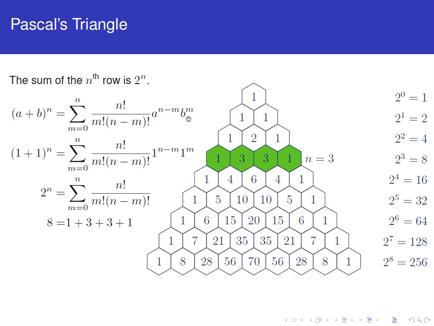Let's look at what's going on on the right-hand side. When I let a and b equal 1, I get 1 raised to a power. Well, what's 1 times 1? Well, it's still 1. 1 times 1 times 1 is still 1. So these pretty much disappear in our product, and I simply get the sum across a row. So I'm summing over the m's, which takes me across the row, is equal to 2 to the n. And so here we have 1 plus 3 plus 3 plus 1 is equal to 8.